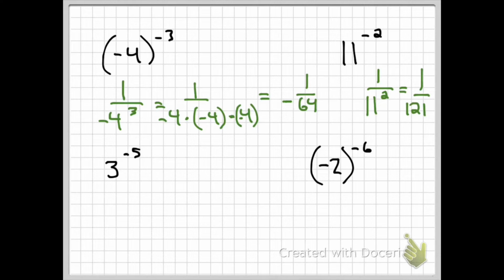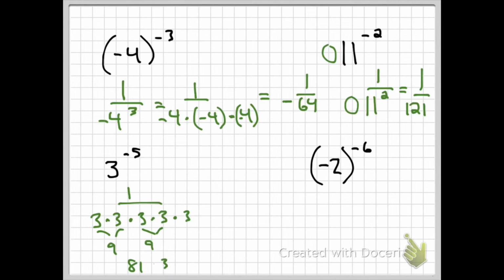All right, there was nothing negative about this. No pun intended. And then this one, we're going to drop to the bottom as well. 1 over 3 times 3. All right, so remember, we're not getting 15. You can break these down. 9, 81 times 3. So you get 1 over 243.